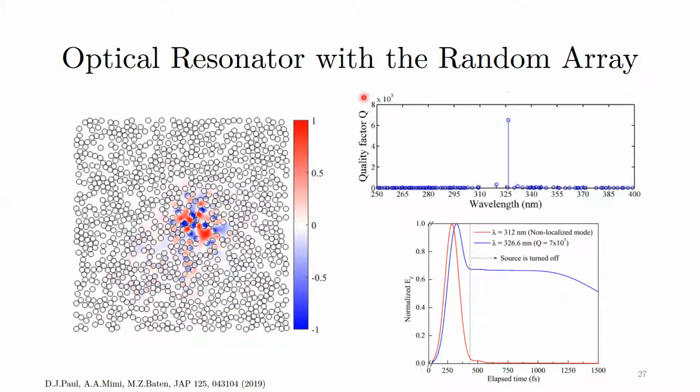So the quality factor, just to give you a rough idea, represents how strongly a wavelength is getting trapped in a resonator. The higher the quality factor, the more strongly the wavelength of light is getting trapped in that system. So here we can see that at 326.6 nanometer, we expect the light to get trapped very strongly because the Q factor itself is very high.